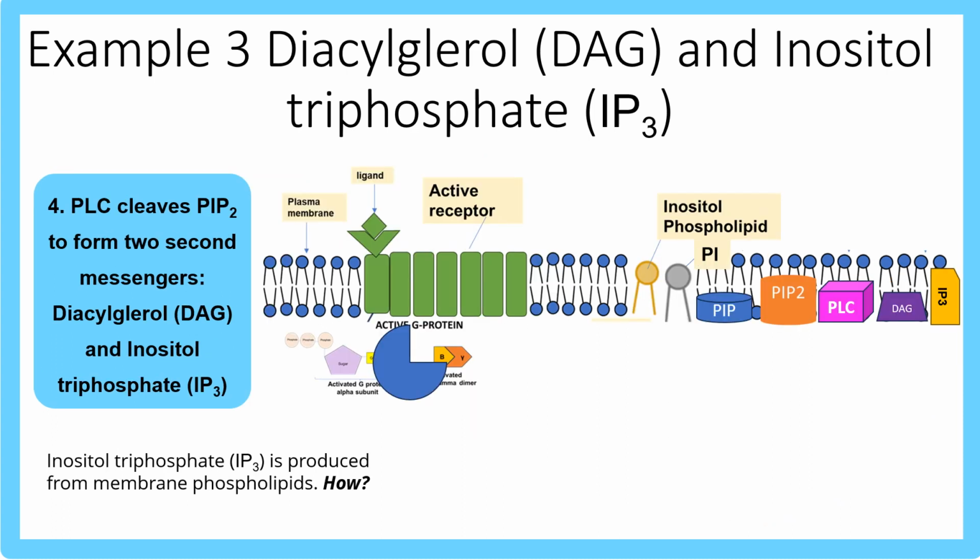Now, when the PLC cleaves PIP2, it forms 2 secondary messengers, DAG and IP3. Okay, so this is how IP3 is being produced from the membrane phospholipids and also DAG. But what happens next is very interesting because they differ in the mechanism in how they transduce a signal.